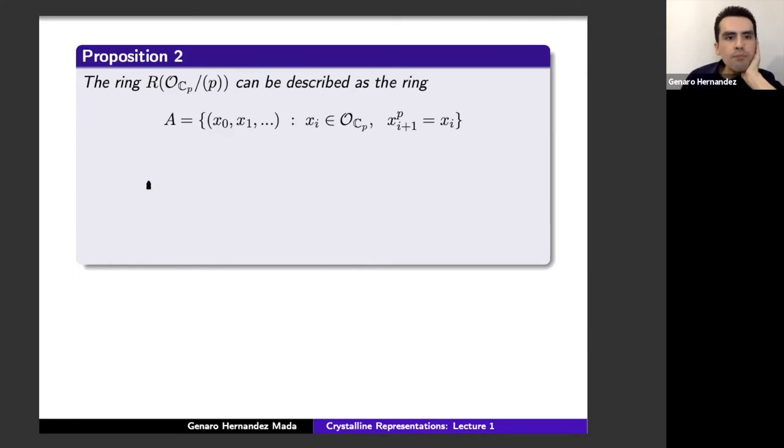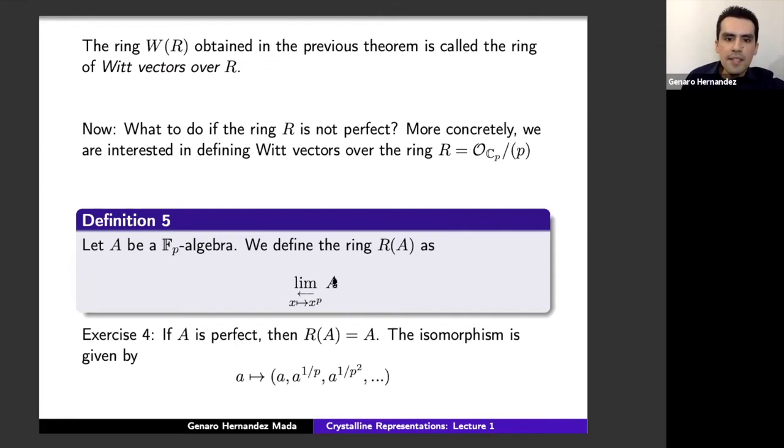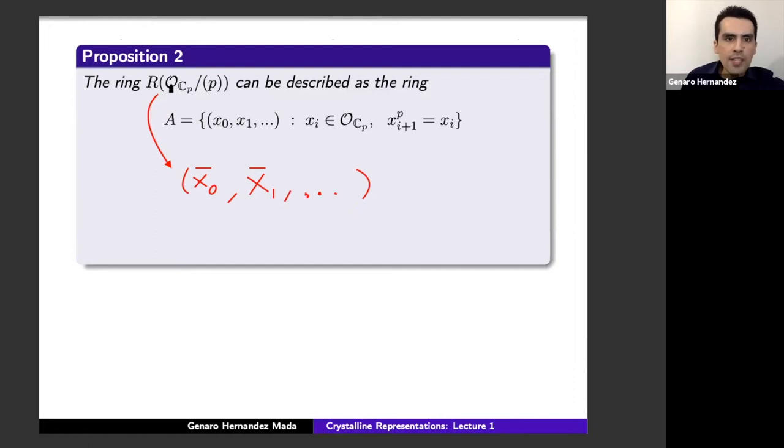So the direct definition of this ring here, the elements would be sequences. I will denote them like this. Maybe this is not very good notation, but the thing here is that these are elements here, right? Because R of A is the projective limit of A. So the elements are sequences of elements in A. So here A is this one. So what this proposition is telling me is that I can describe it as sequences of elements in the ring of integers, not in the quotient.